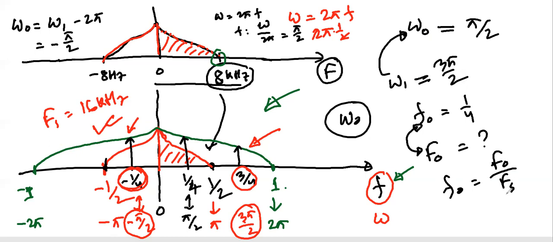f0/fs. So what is the value of fs? For the green case, that was 8 kilohertz, isn't it? 8 kilohertz. Yes, and what is the value of f0? Small f0, 1/4. So from there you can find the capital F0. That means the original frequency is equals to what? 8/4. That means 2 kilohertz.